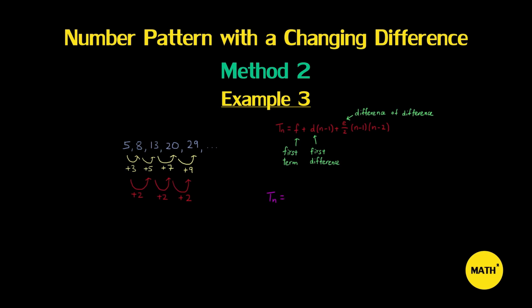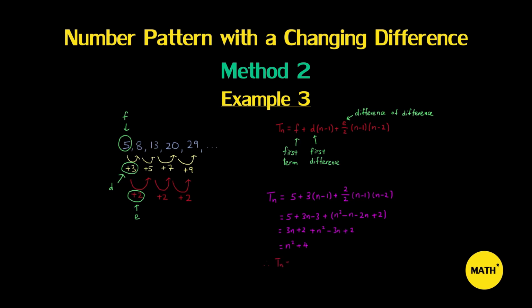In this number pattern, the first term is 5, and hence f is equal to 5. The first difference, which is our d, is positive 3, and the difference of difference is positive 2. Having found all three constants, the last step is to expand and simplify this expression. Finally, we arrive at the same general term expression as the previous method.